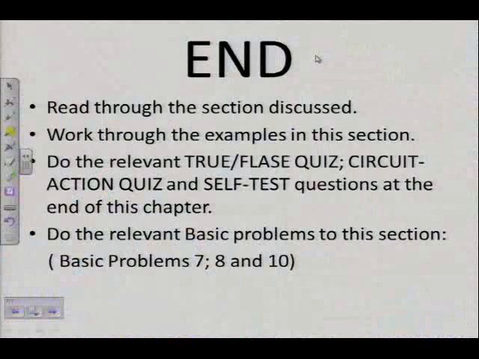And that is it for today. So as I say here, you have to read through the section discussed. Work through the examples in the sixth section. Make sure that you understand. Do the relevant true, false. Okay, I spelled wrong there, sorry. That is a typing error.